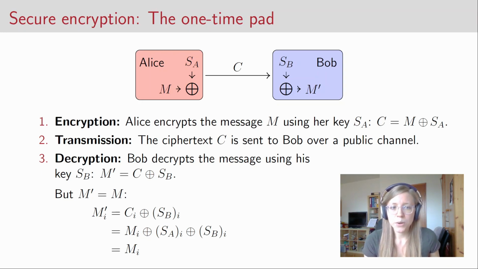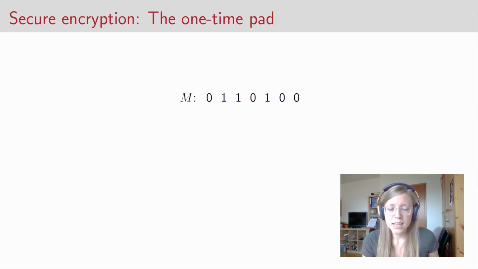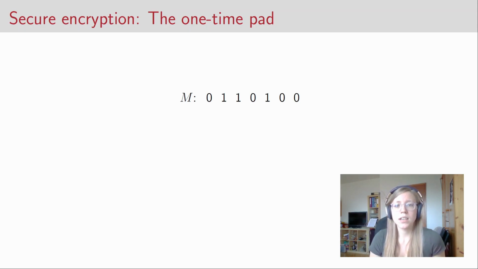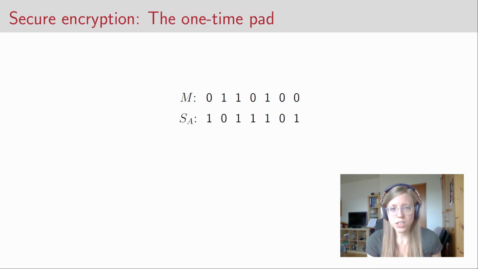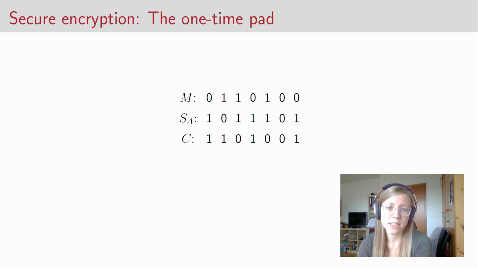Okay, let's see one explicit example of this. Say Alice wants to send the message that is depicted here in terms of bits, which is 0110100. She does this by using her key, which is 1011101, and binary adding these two results in the ciphertext 1101001. So as you see, every time we have added two different bits, like the first bit 0 plus 1, the ciphertext is 1, and every time we added two same bits, as the third bit 1 plus 1, that equals 0.